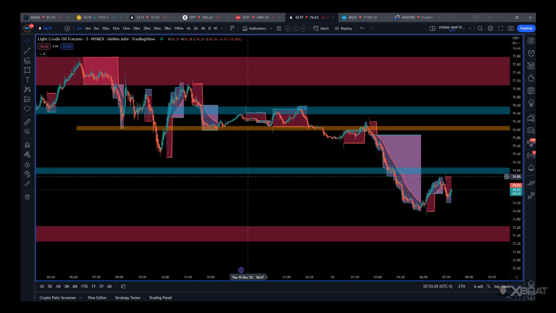I'm on the TradingView platform, so the Guardian zones are not available for TradingView at the moment, so I've drawn them in manually. The red zones are taken from the 60-minute time frame, the blue zones are taken from the 15-minute, and this amber zone is taken from the current time frame, which is the 3-minute.